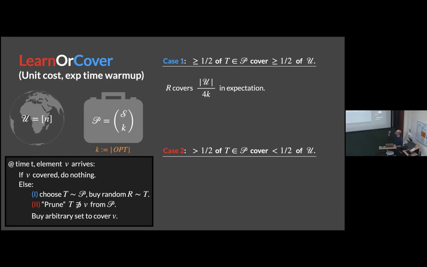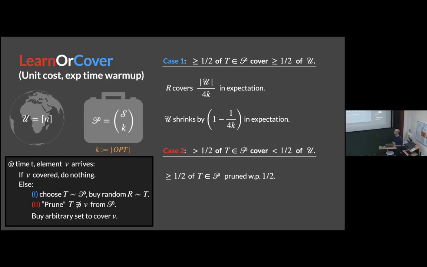Why is this? Well, if I draw a T uniformly at random, half of them cover at least half. So the expected coverage of T is like a quarter. And then there's K things in T. So I'll get like 1 over K in expectation. Okay, so this means that U is going to shrink by 1 minus 1 over 4K in expectation. You have to deal with these expectations, but this is not an important part.